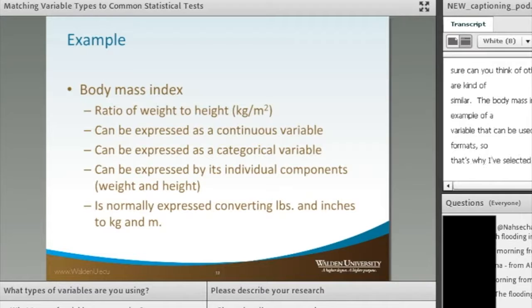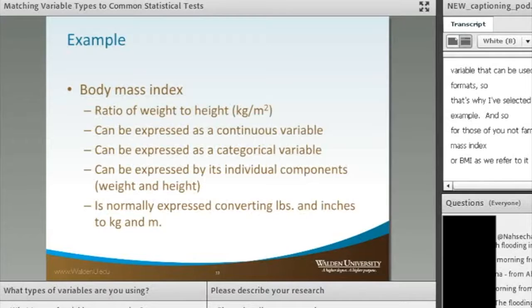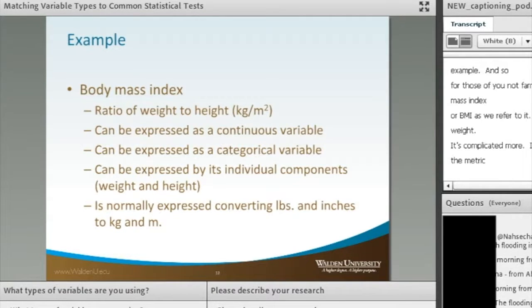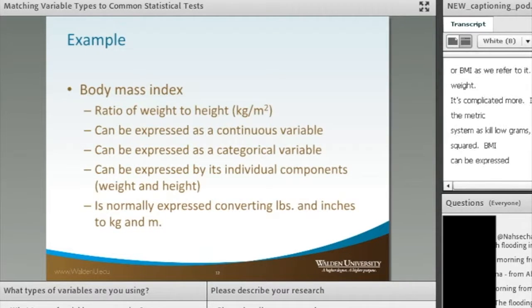For those of you not familiar with the body mass index, or BMI as we affectionately refer to it, it is the ratio of your weight to your height. And to make matters even more complicated, it is expressed in the metric system as kilograms over meters squared. BMI can be expressed as a continuous variable. So a normal range is between 18 and 25. 25 to 30 is considered overweight, and over 30 is considered obese. You probably didn't know you were going to get some health education in this lecture as well. So you get kind of an added bonus.